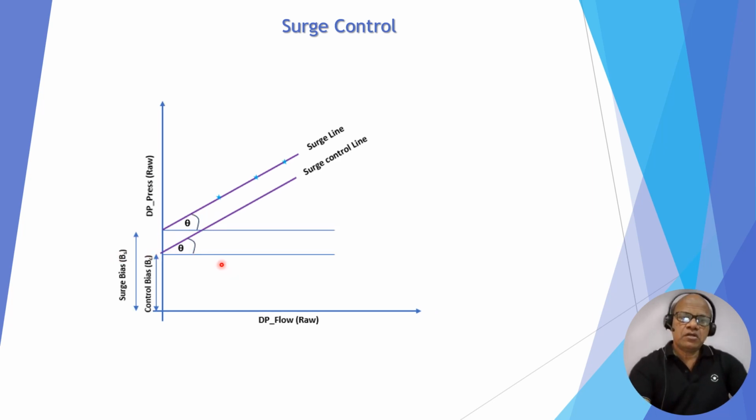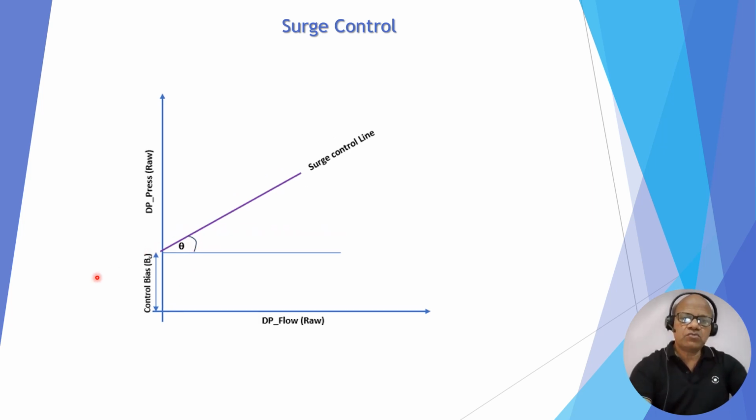Now we have to draw one more line which is parallel to the surge line, and the bias will be the control bias, which is lower than this surge bias. These are parallel lines. Since they are parallel, theta remains the same, that is, the slope is the same, but the control bias BC is now smaller than BS. So this is called the surge margin we have given, considering the same slope.